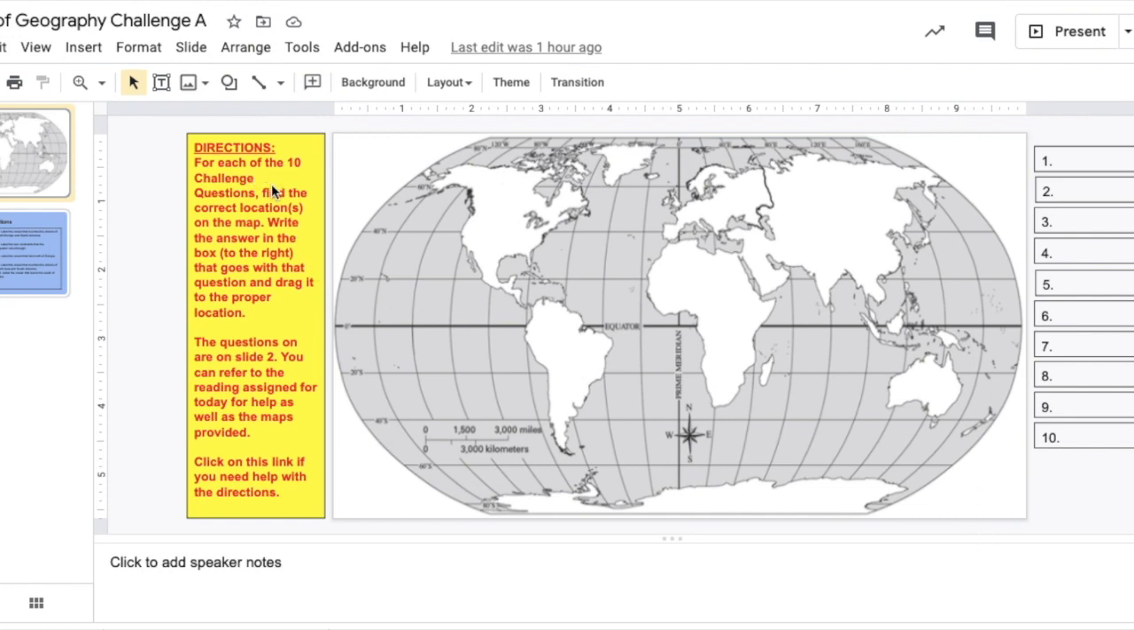It says for each of the 10 challenge questions, find the correct locations on the map. Write the answer in the box to the right. That would be these over here. The boxes are already created for you. That goes with that question, and drag it to the proper location. The questions are on slide 2. You can refer to the reading assigned for today for help, as well as the maps provided, which are the visuals.